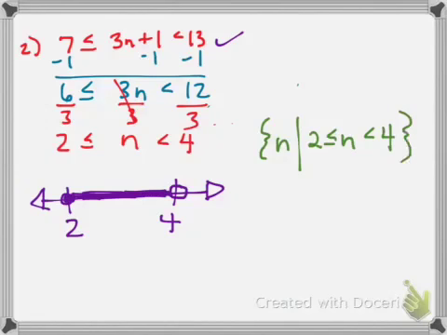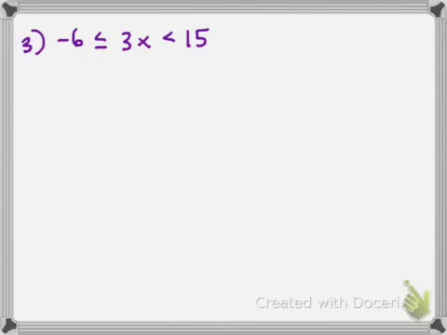And then if I use my interval notation, I know that I have to pick values between 2 and 4. Here at the 2 I see a closed circle, so I'm going to use a bracket. And then here at the 4 I see an open circle, so I'm going to use a parenthesis. And then let's see how you did with the last one.